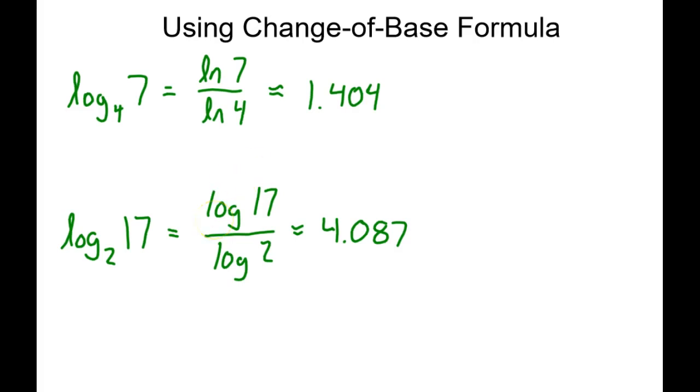So let's say in this last example, instead of using the common log, I used the natural log like I did in the first example. So I would have the natural log of 17 divided by the natural log of 2, which if you calculate that, you get approximately 4.087. So it does not matter if you use the common log or the natural log. Just make sure if you're using the common log, you're using the common log in the numerator and denominator. If you're using the natural log, make sure you're using the natural log in the numerator and the denominator.